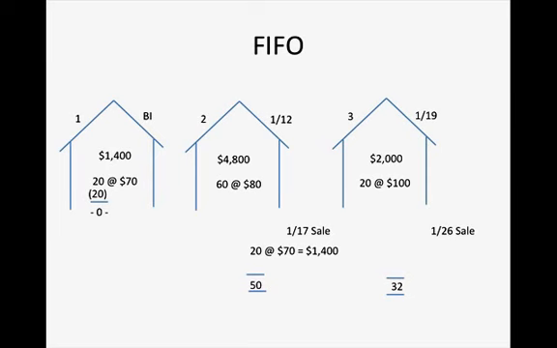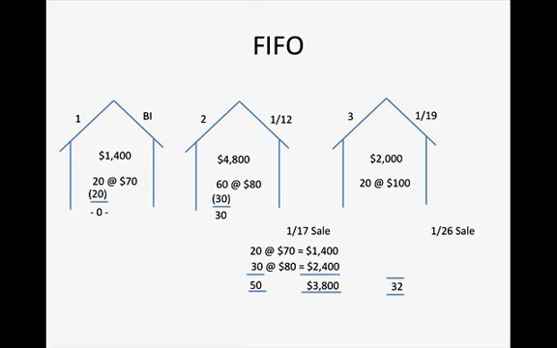But we need another 30 units to complete the 50-unit sale, so we get those units from the second garage, or the January 12th purchase. That leaves 30 units in the second garage. Then we add up the 2 batches to get the cost of goods sold for the January 17th sale.